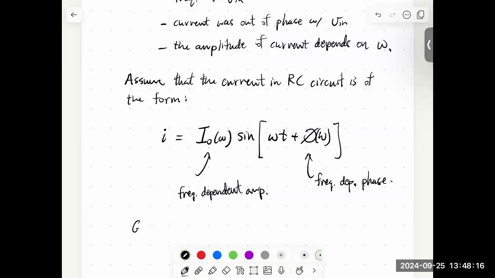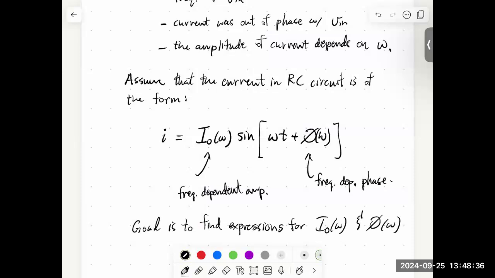And our goal is to find expressions for I naught of omega and phi of omega. I'll just set up the problem that we're going to try to solve, and then we'll tackle it. It won't be Monday because there's no classes Monday, it'll be Wednesday of next week.